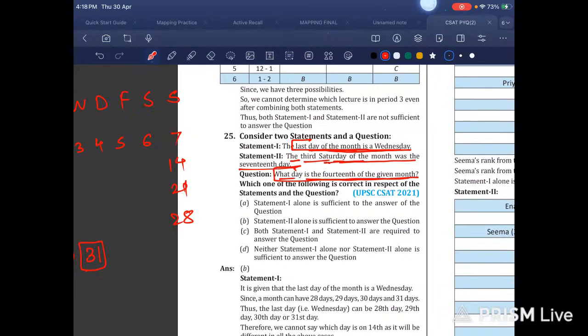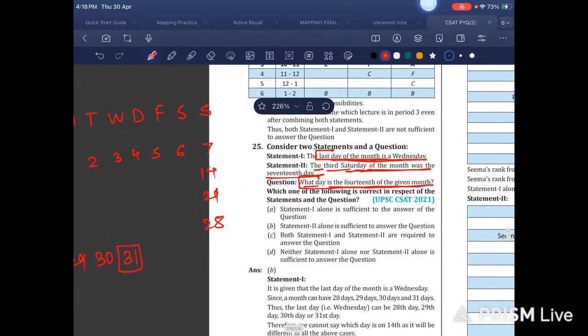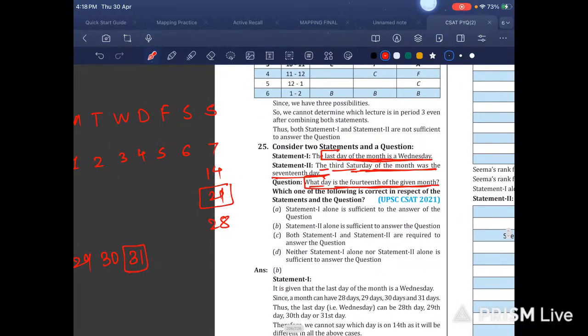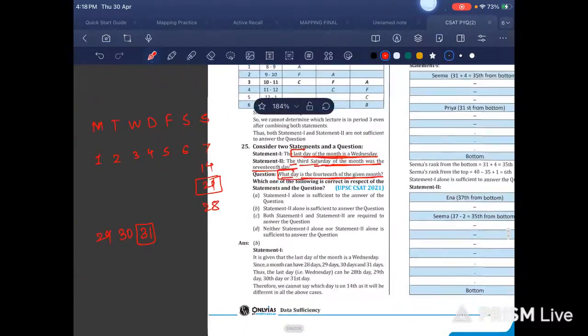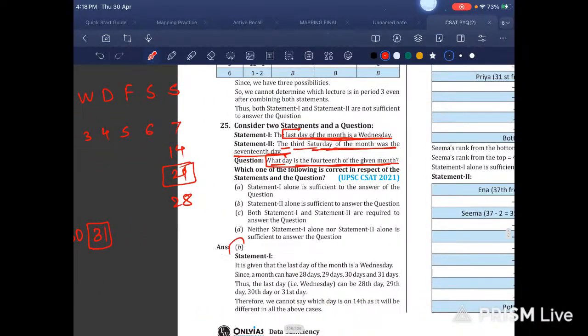The third Saturday of the month was 17th day. Third Saturday. I don't think I would be able to solve this question that easily. What they have given, option B: statement 2 alone is enough to find this.